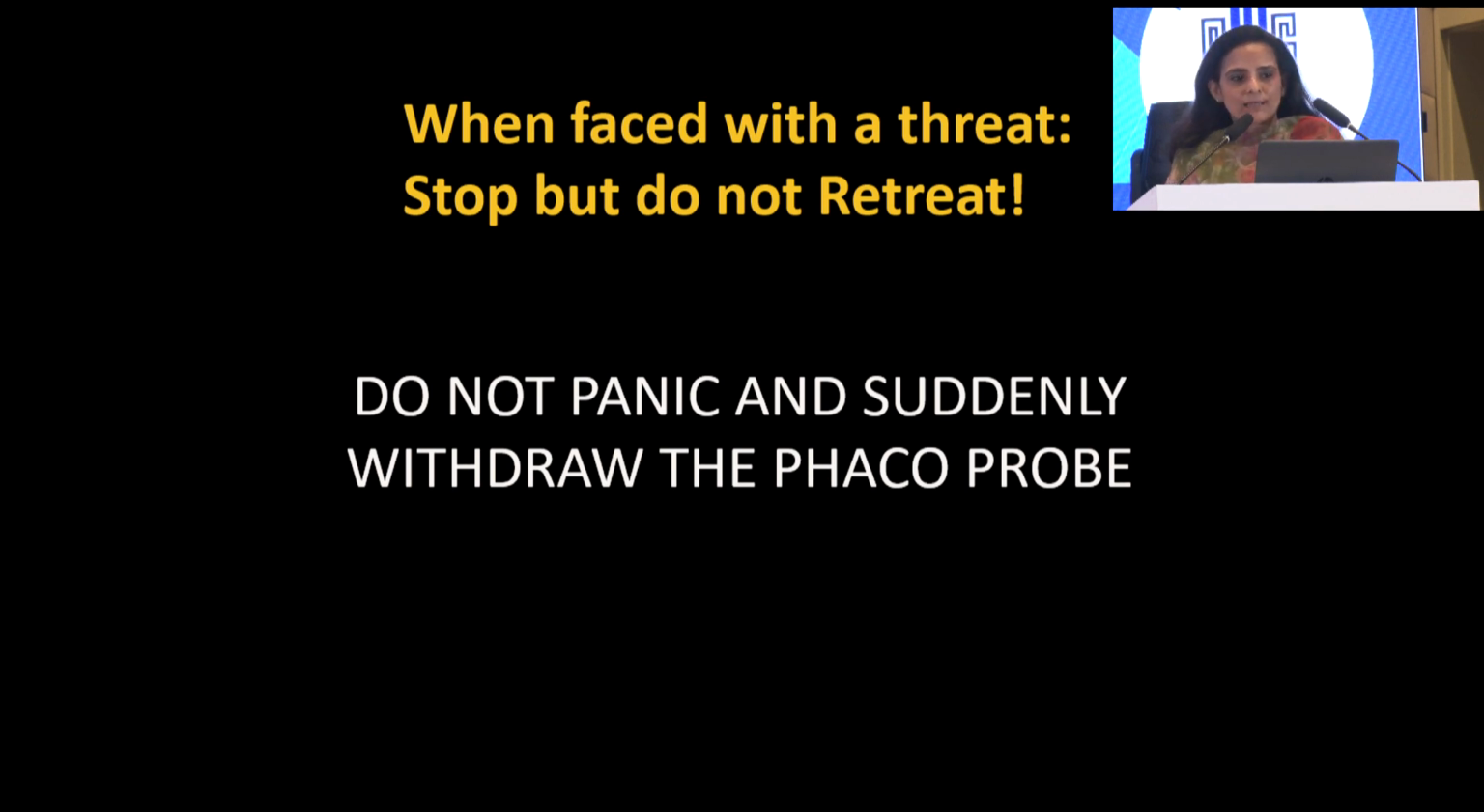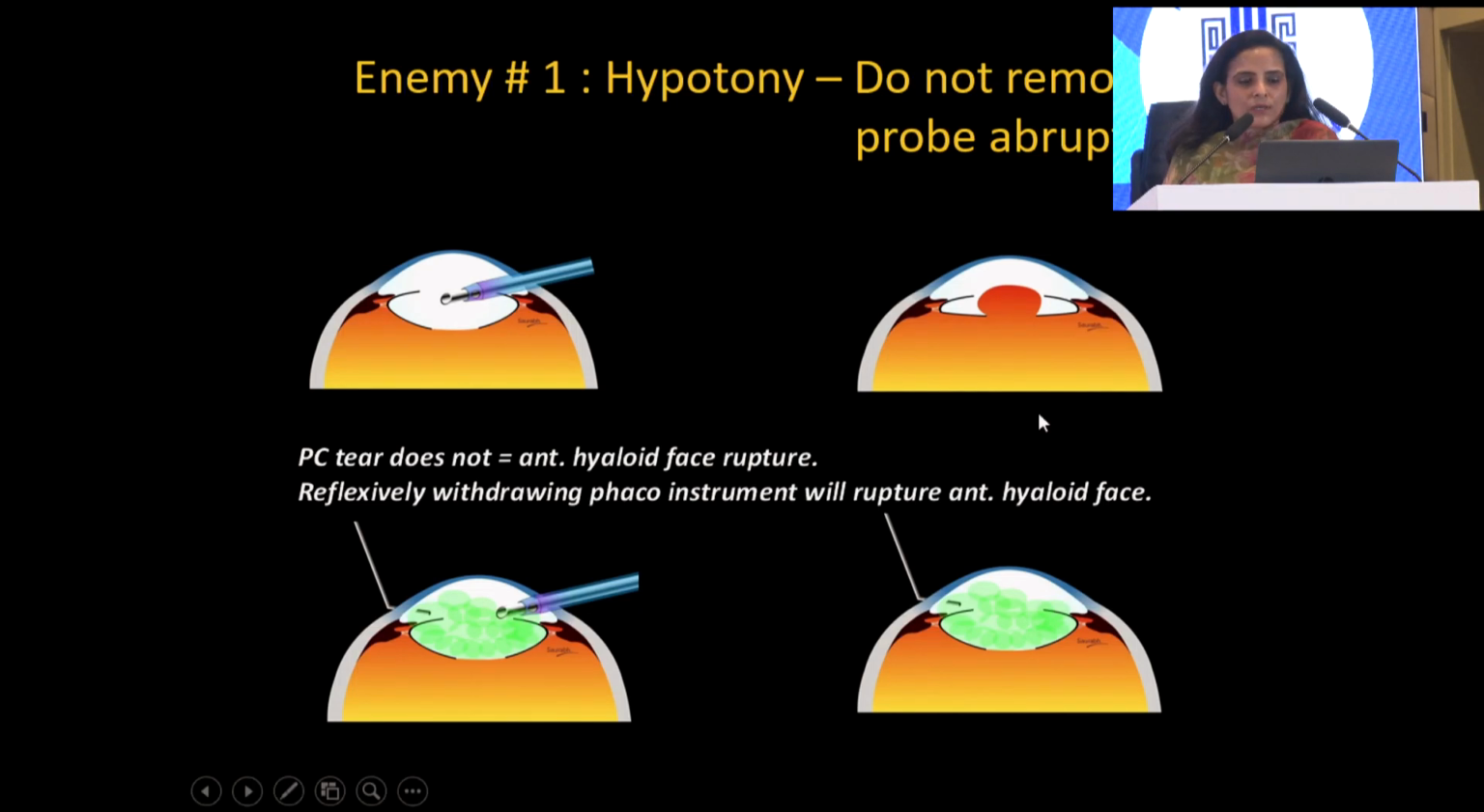Well, as in all battles, when faced with a threat, do not stop, but do not retreat. So do not panic and suddenly withdraw your phacoprobe, because hypotony is the number one enemy whenever a PCT occurs. A PC tear does not equal an anterior hyaloid phase rupture. When you reflexively withdraw your phaco instrument, it ruptures the anterior hyaloid phase, as is shown in these diagrams. So the moment you withdraw your probe, this vitreous comes forward.